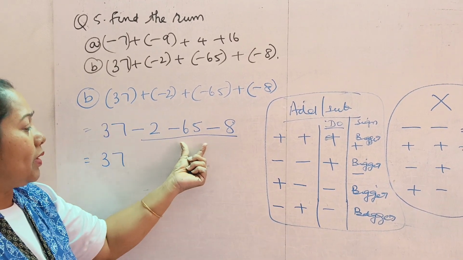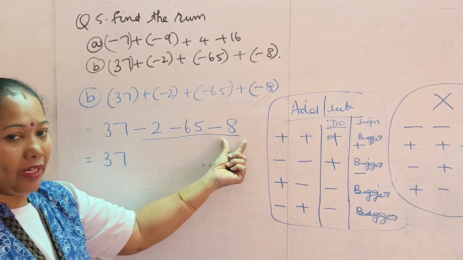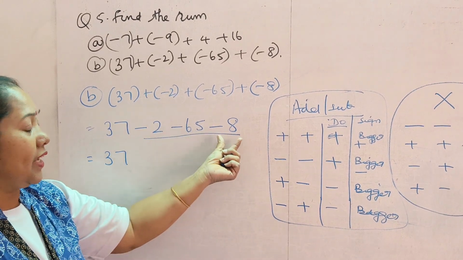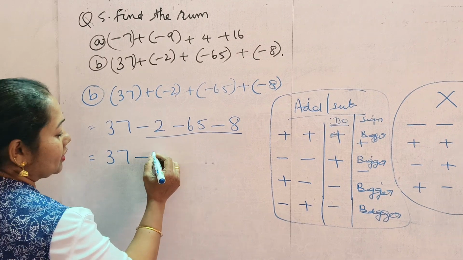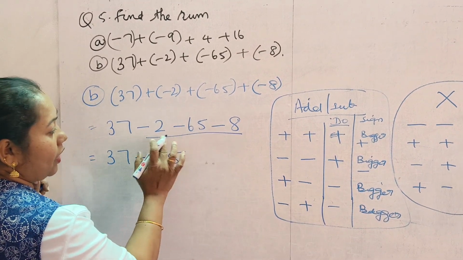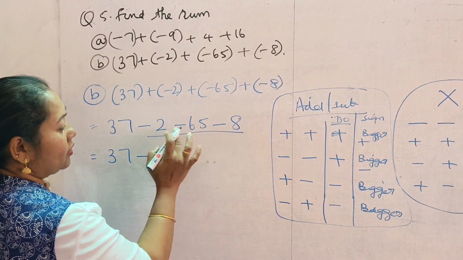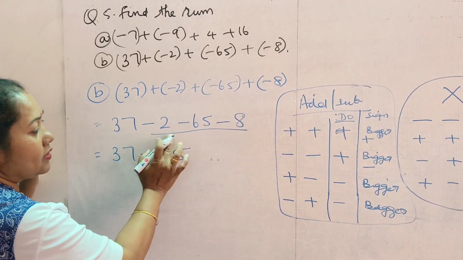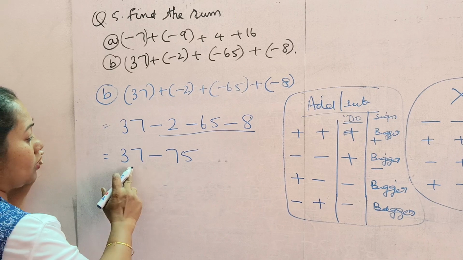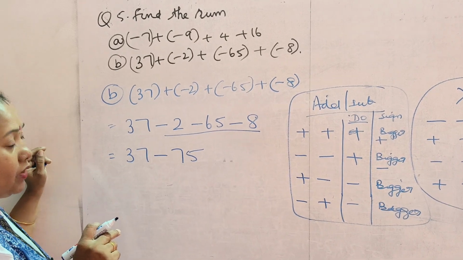Now 2 plus 65 plus 8. That is 2 plus 8, 10. 10 plus 65, 75. So minus 75. We have to add all these numbers, that is 75, and the sign will be minus. So 37 minus 75.